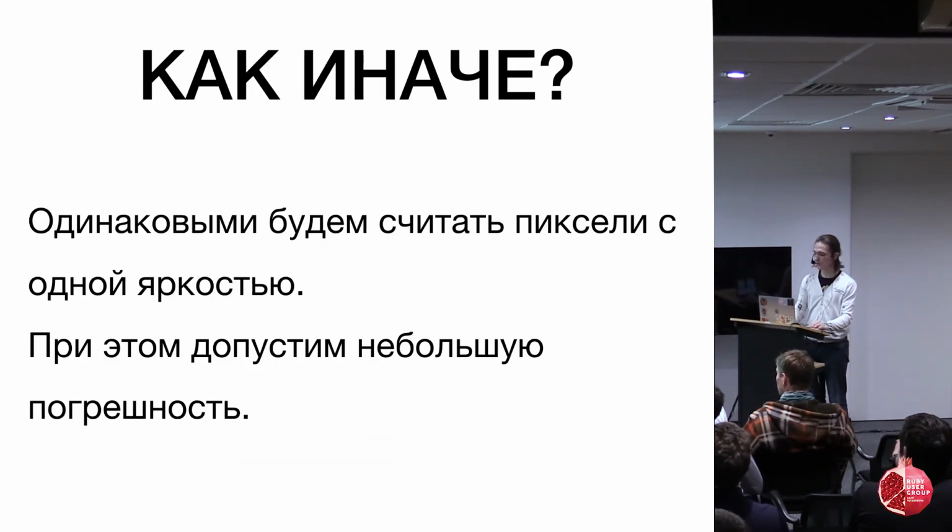The second way is the following. We'll consider pixels equal if they have the same brightness. And here we introduce a new equivalence relation. Brightness is a linear combination of pixels, that's why it's quite simple and is an equivalence relation. We'll allow a measure of inaccuracy here. If the brightness is just slightly different, we'll still consider the pixels identical.